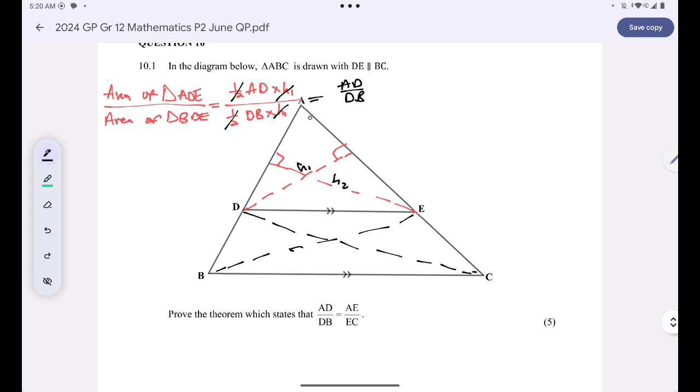Now I want to focus on the sides which are on the right hand side as bases. Are we together?